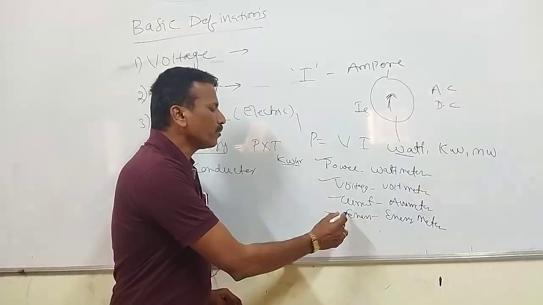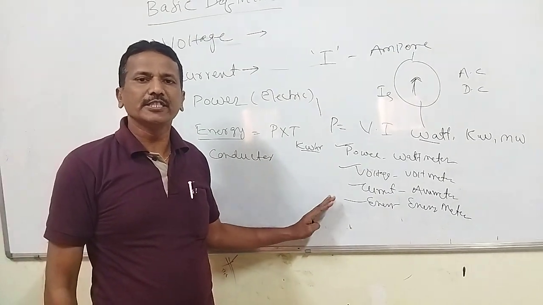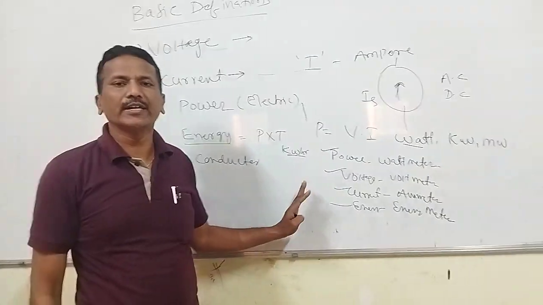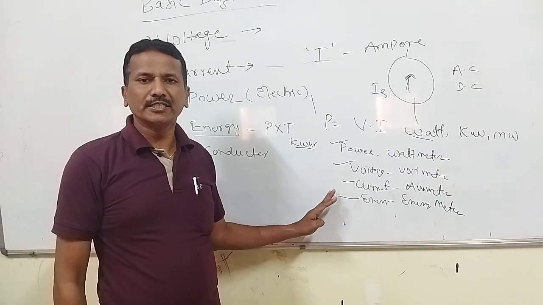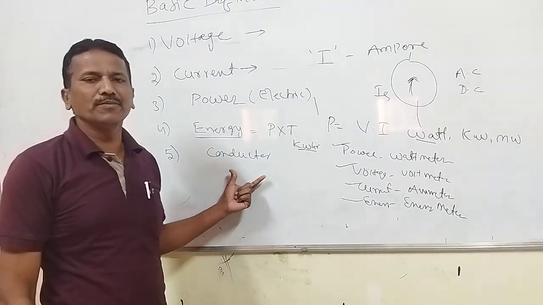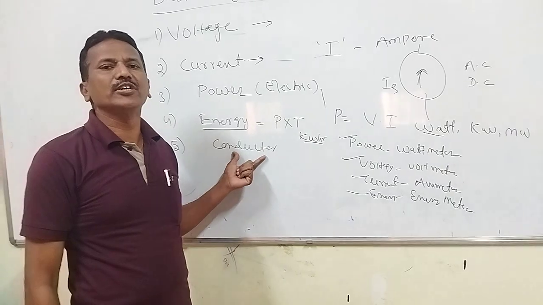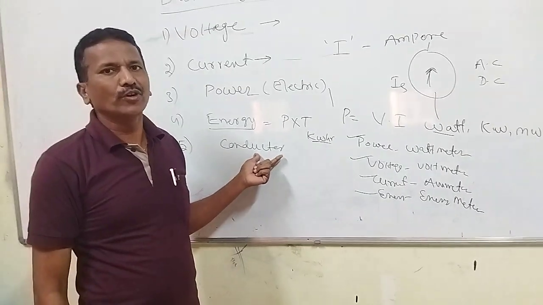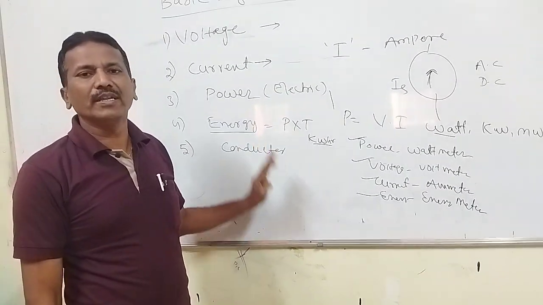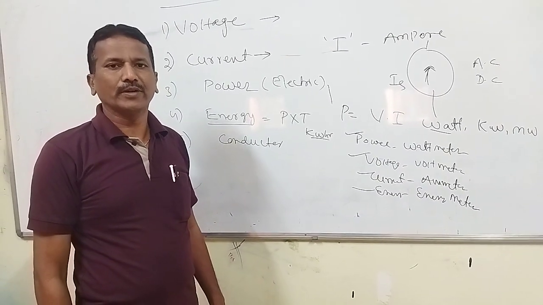Right, so these are the four main components in the electrical system that you have to know: their definition, units and as well as what type of meter we are using to measure the quantities. Okay, students, and the last one is a conductor. Already you know the meaning of a conductor. A conductor is nothing but a material which allows the current freely, that we say as a conductor. Okay, students, so these five are very important in this electrical system. Okay, thank you.